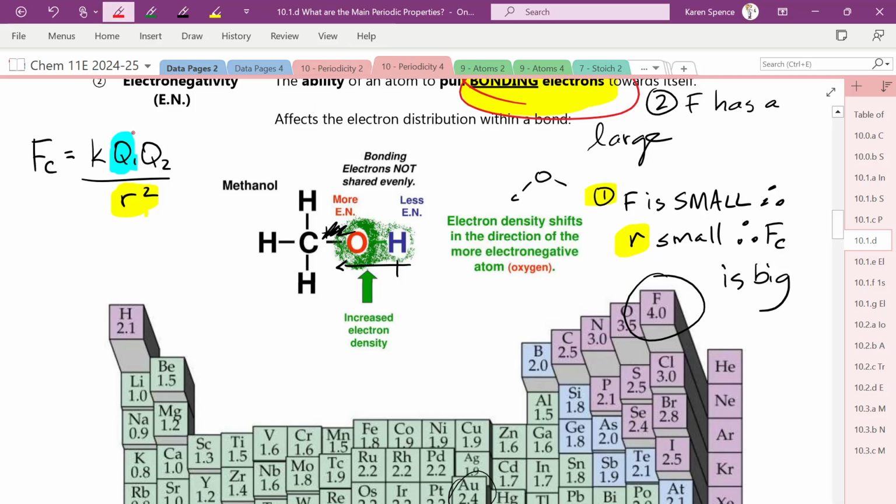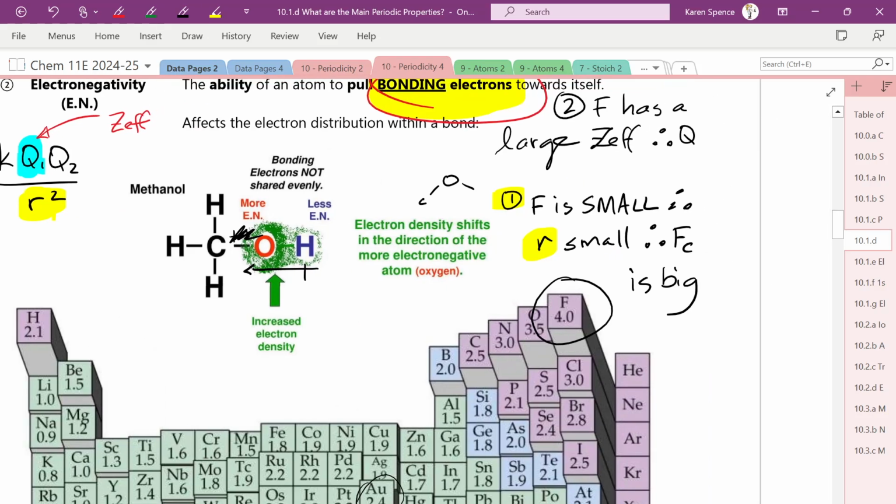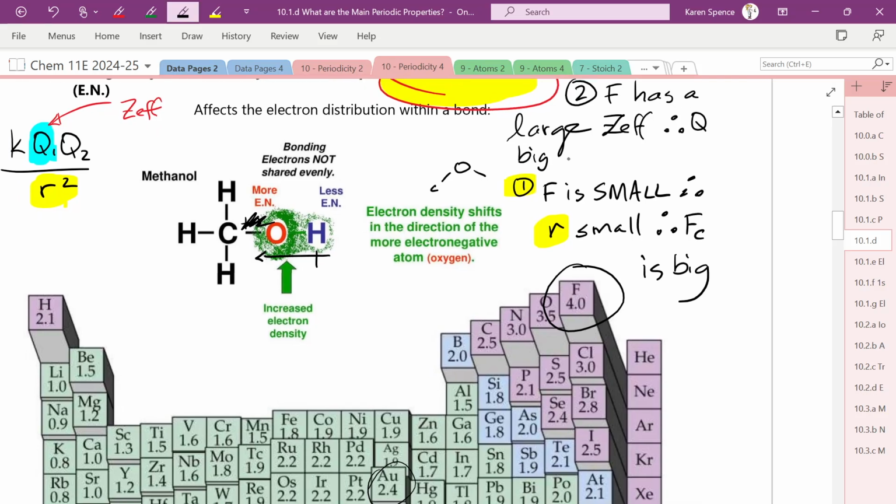Usually what we're talking about is Zeff here. Yeah, I mean, we could call it Q2. It doesn't matter which one you call it. F has a large Zeff, and therefore Q is big, and therefore FC is big. So we've got both the atomic radius and the Zeff causing the Coulombic attraction to be big.